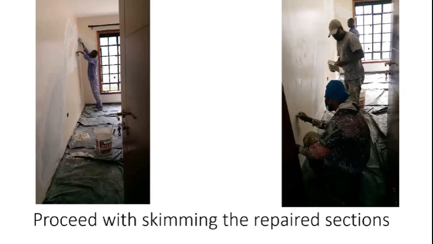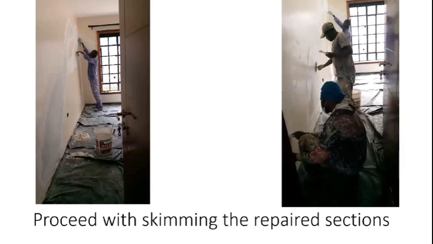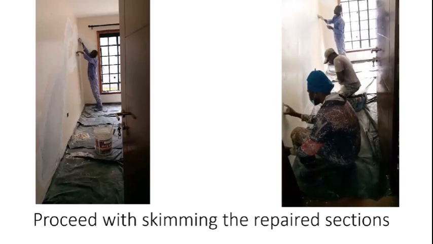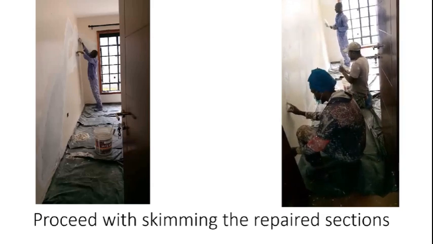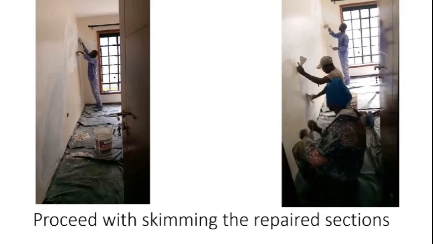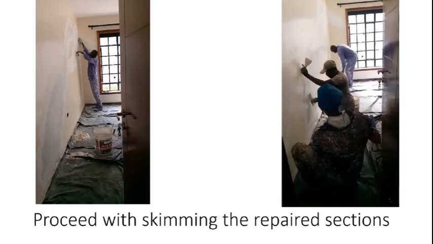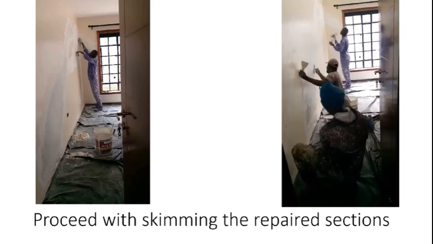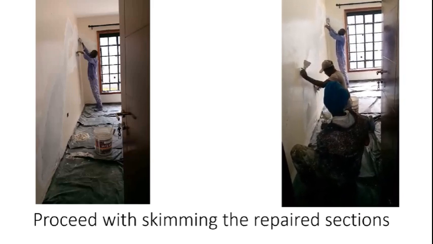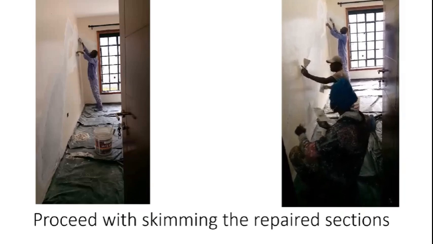After they are dry, then you proceed with skimming the repaired sections, where skimming is as shown. Very careful, that is skimming. You can see the skimming is done carefully. It's almost similar to makeup, like how you do makeup. Make sure that it's completely flat, it's completely smooth. You can't see where these areas were. Skimming is done before the final painting.